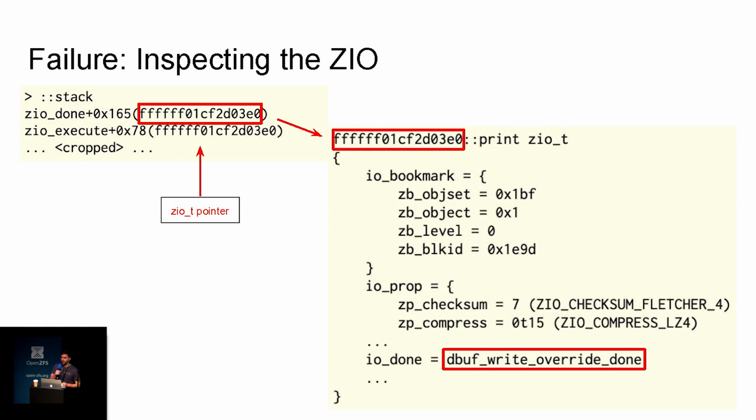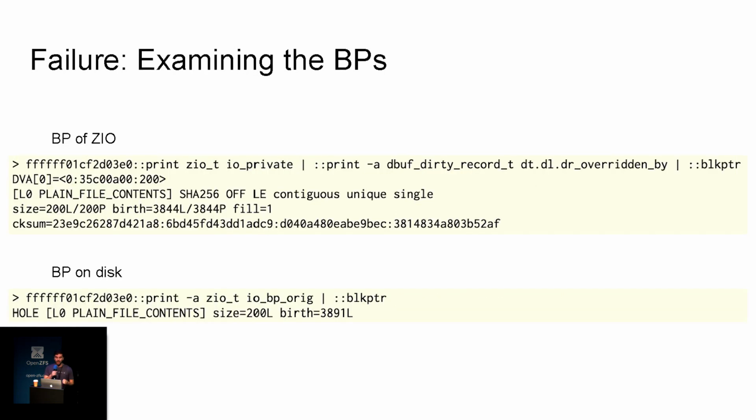One interesting thing about this is that io_done is set to dbuf_write_override_done, which means that this is a write override IO. And this is going to be helpful later. I just wanted to point it out. But we can do cool things like examining what the block pointers look like.